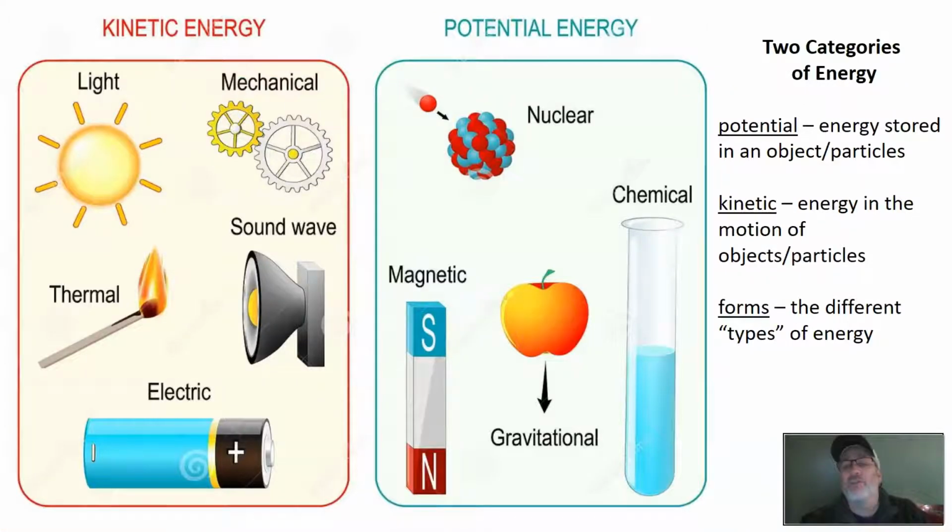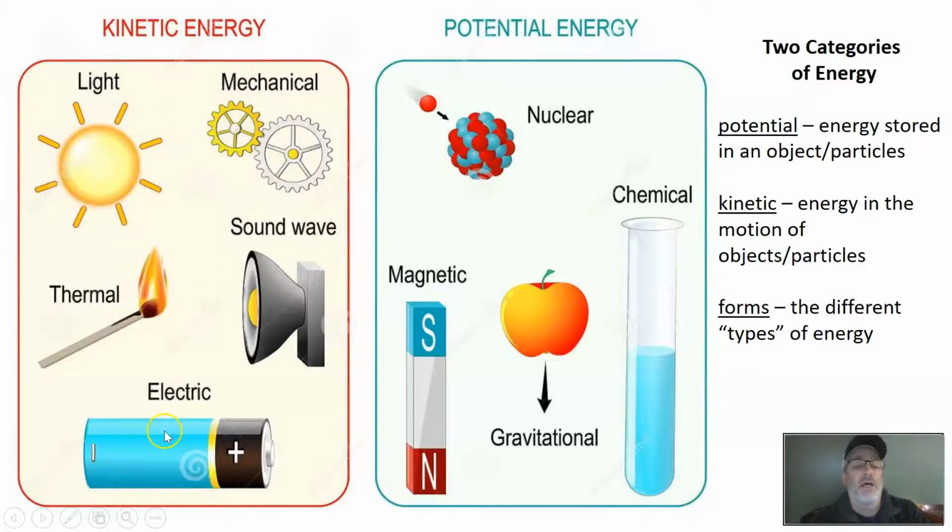Now, we did say that there are two categories of energy early in the year. We have potential energy, and potential energy is energy that we have stored in an object or in particles, so it's stored waiting to be used. And then we also have kinetic energy. Kinetic energy is energy that is already in motion.